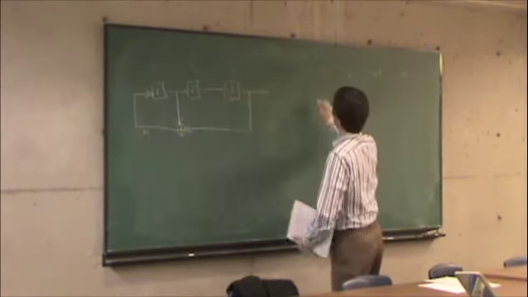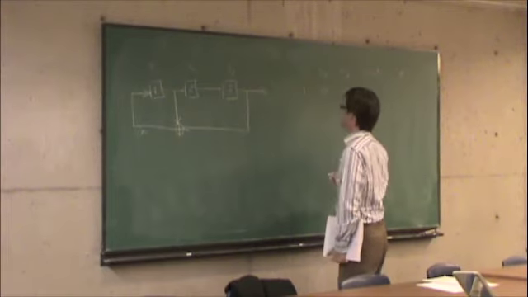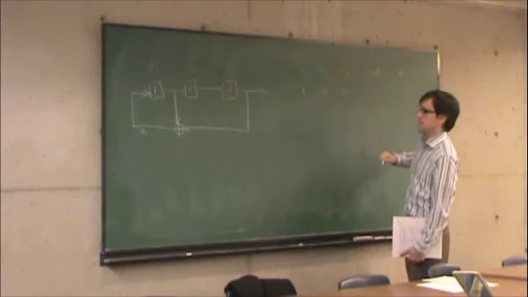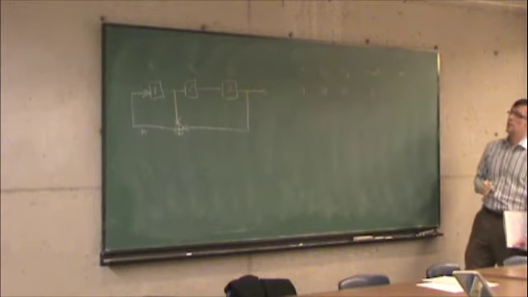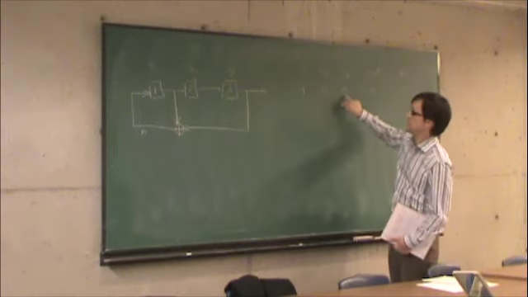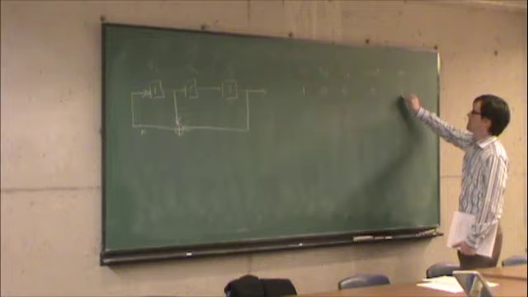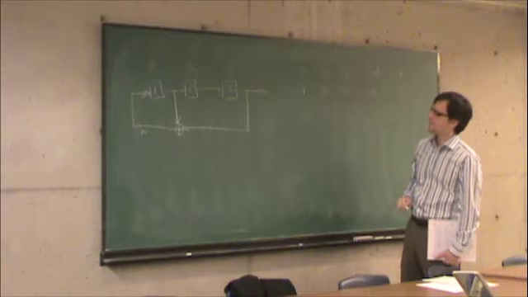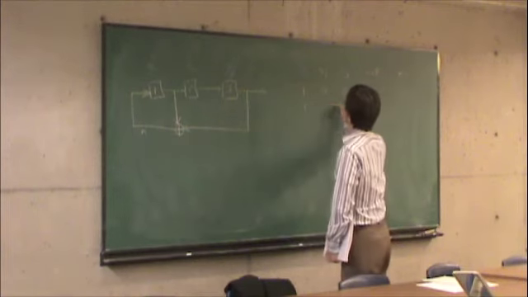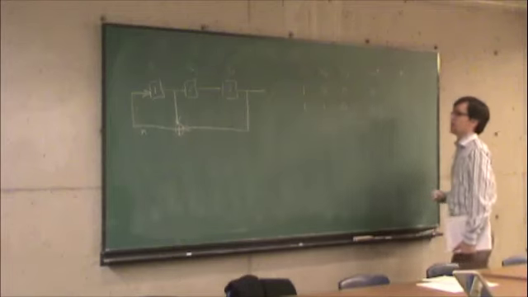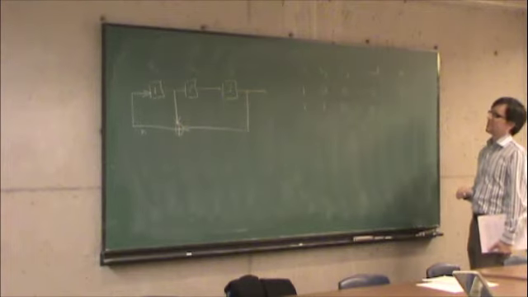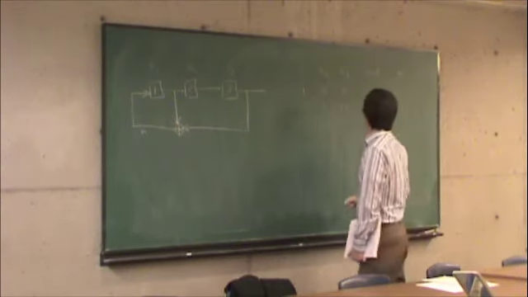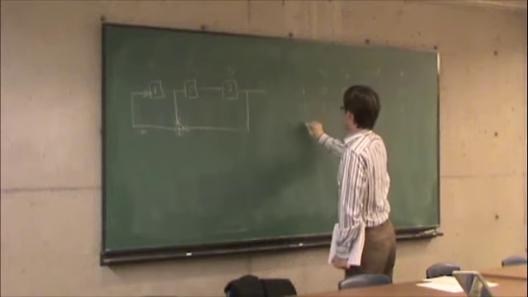So let's try 1, 0, 0. My output is 0. What's my next? I have 1, S1 plus S3, which is 1, mod 2, which is 1. And what's the next content of my shift registers? 110. Output 0. N is 1. S1 plus S3 is 1. Mod 2 is 1. Next content of my shift register is 111.